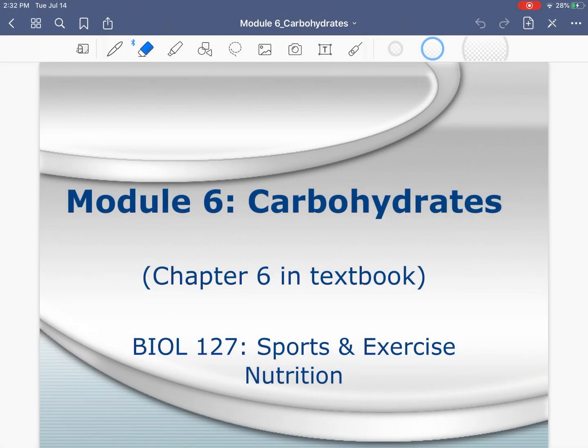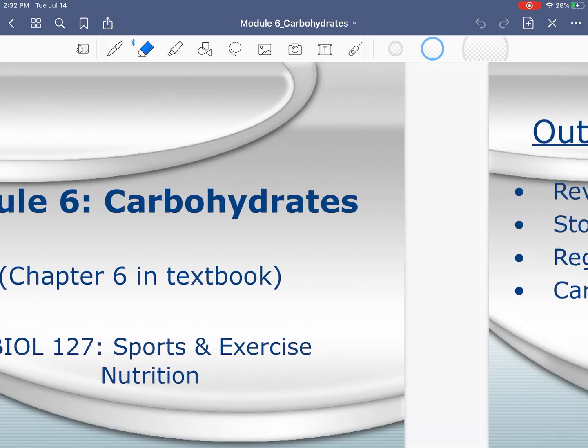It's an exciting day, everyone. Hello, Dr. Jenkins here, because this is going to be our first chapter on an actual nutrient. What better place to start, especially for an athlete, than carbohydrates? I'm excited, folks. Here we go.